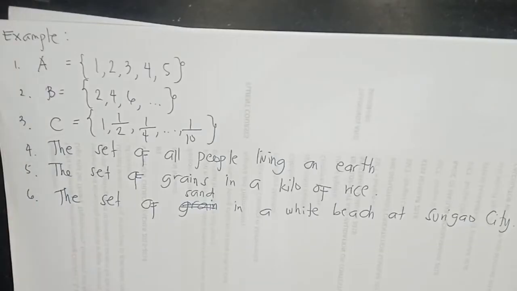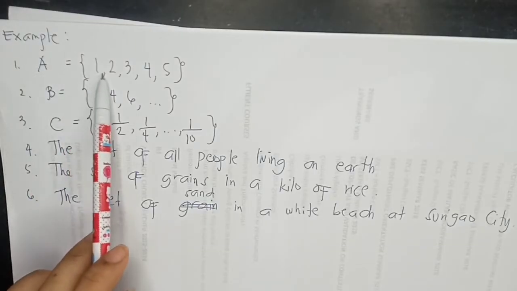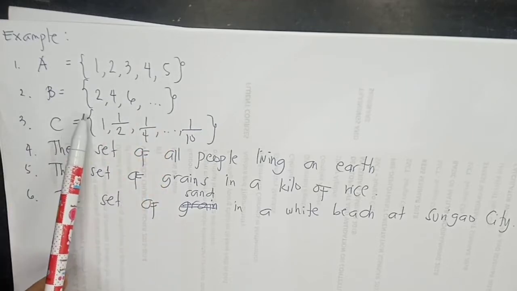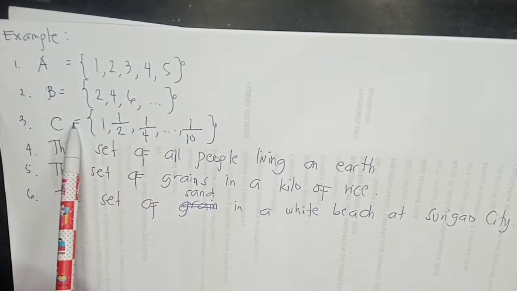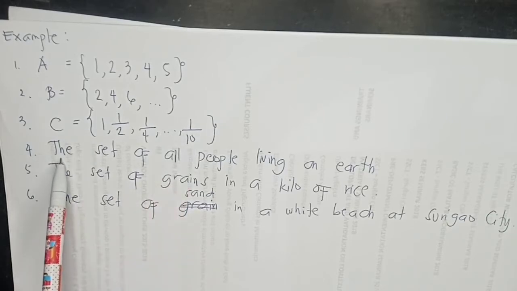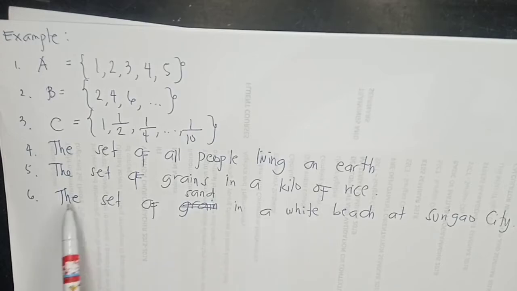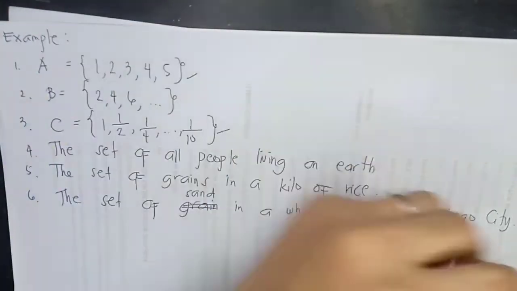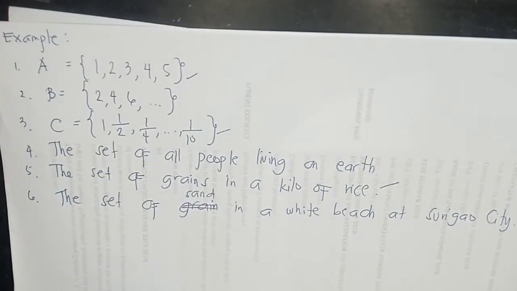So, I have here another example which is A equal to the set of 1, 2, 3, 4, 5. B is a set of 2, 4, 6, and so on. C is equal to 1, 1/2, 1/4, and until 1/10. The set of all people living on earth, the set of grains in a kilo of rice, the set of sand in a white beach at Surigao City. So, examples 1, 3, and 5 are finite sets.